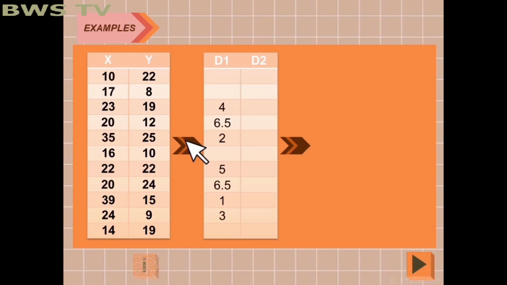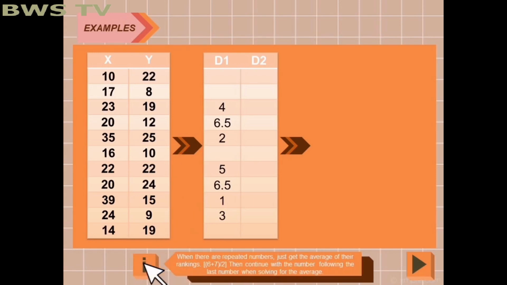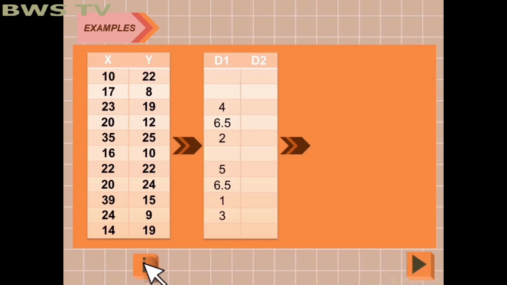We have two 20s under X. When there are repeated numbers, just get the average of their rankings: 6 plus 7 divided by 2. Then continue with the number following the last number when solving for the average.